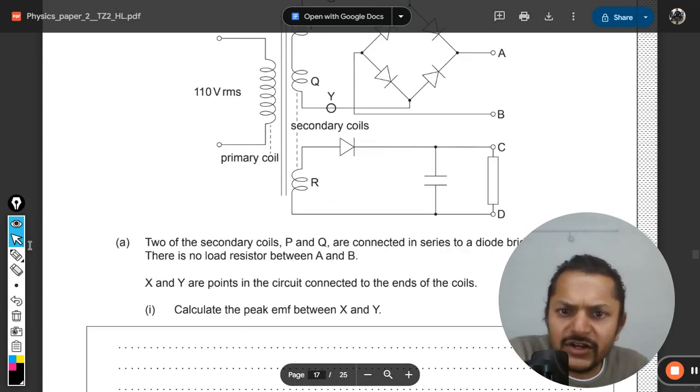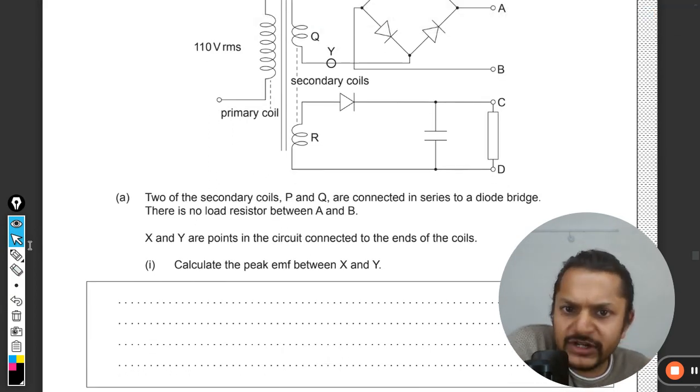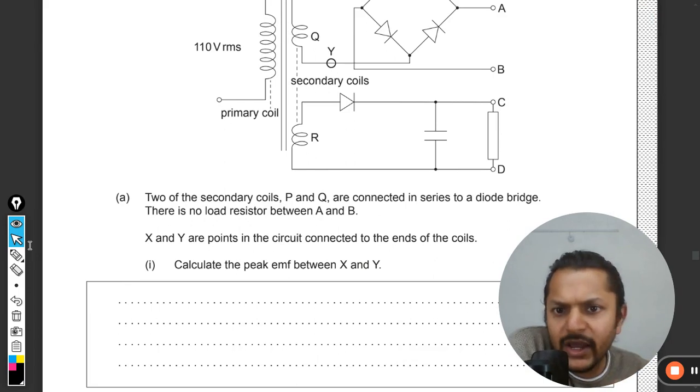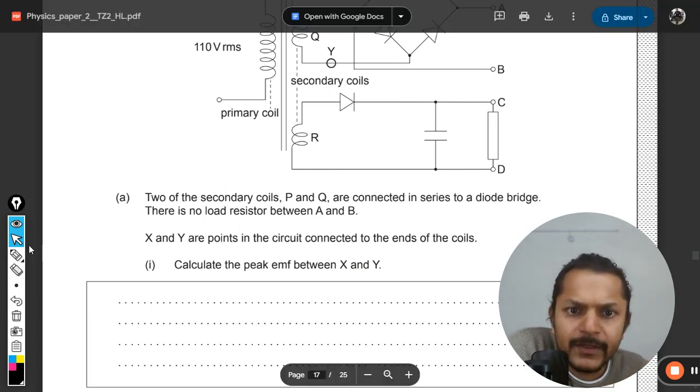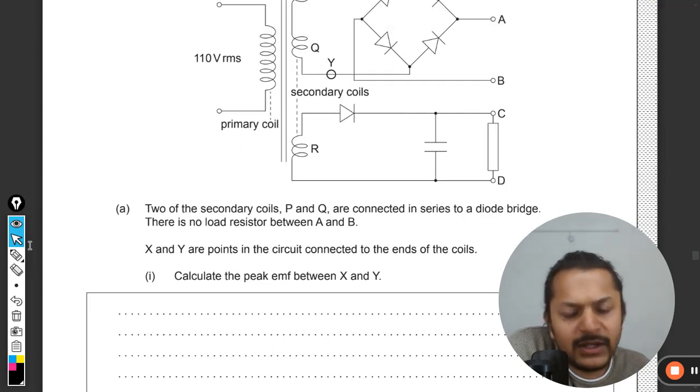Two of the secondary coils P and Q are connected in series to a diode bridge. There is no load resistance between A and B. X and Y are the points in the circuit connected to the ends of the coil. Calculate the peak EMF between X and Y.